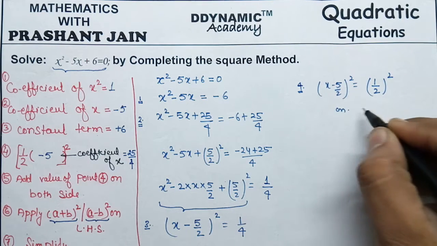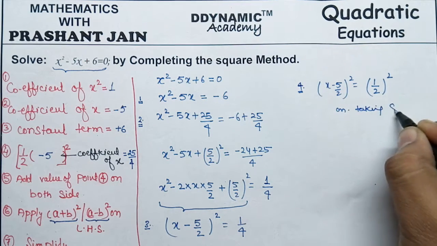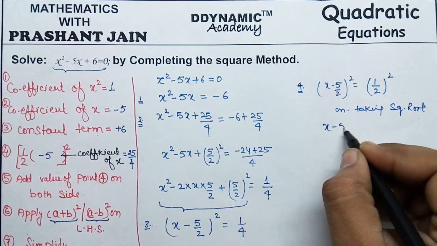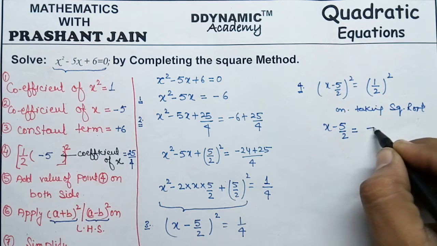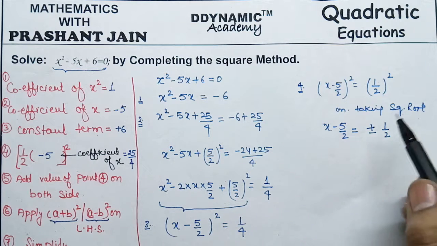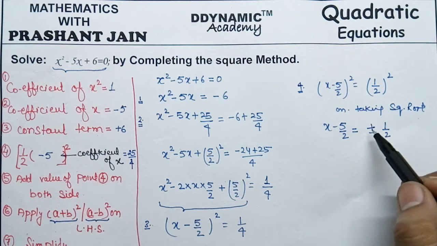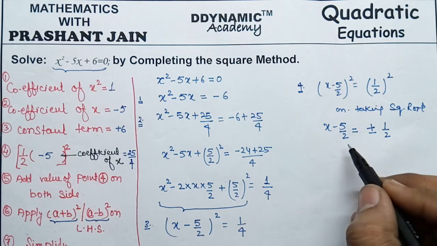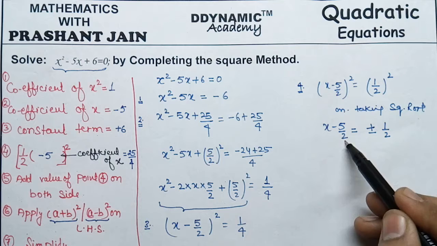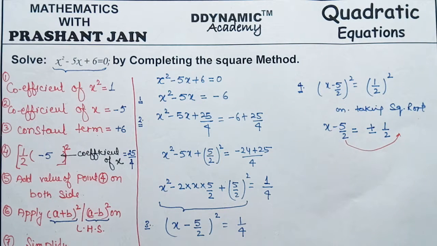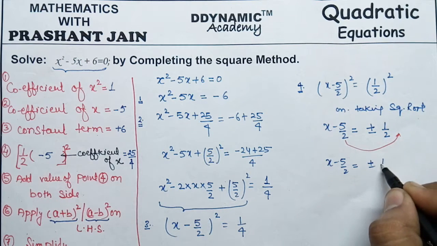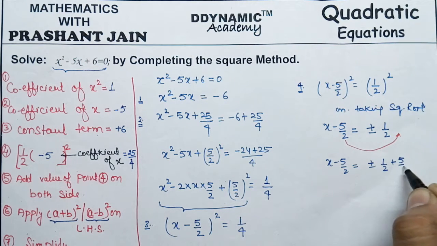On taking square root, x minus 5 upon 2 is equals to plus minus 1 upon 2. When we remove the square sign from both the sides, on either side it will take plus minus, and we will now shift minus 5 by 2 from the left hand side towards the right hand side. If minus 5 by 2 shifts from left to right, it will change its sign and the sign becomes positive.